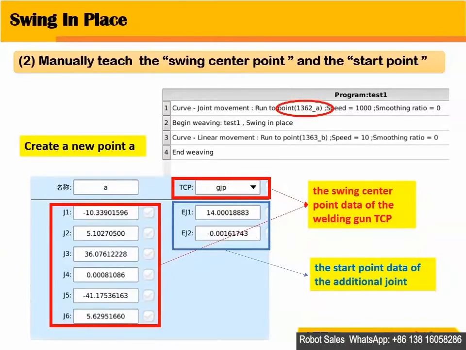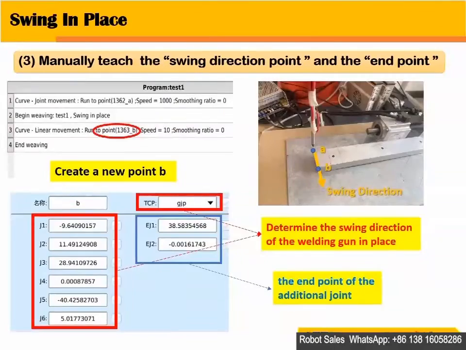It contains two parts of data: the swing center point data of the welding gun TCP, and the start point data of the additional joint. 3. Manually teach the swing direction point and the end point.